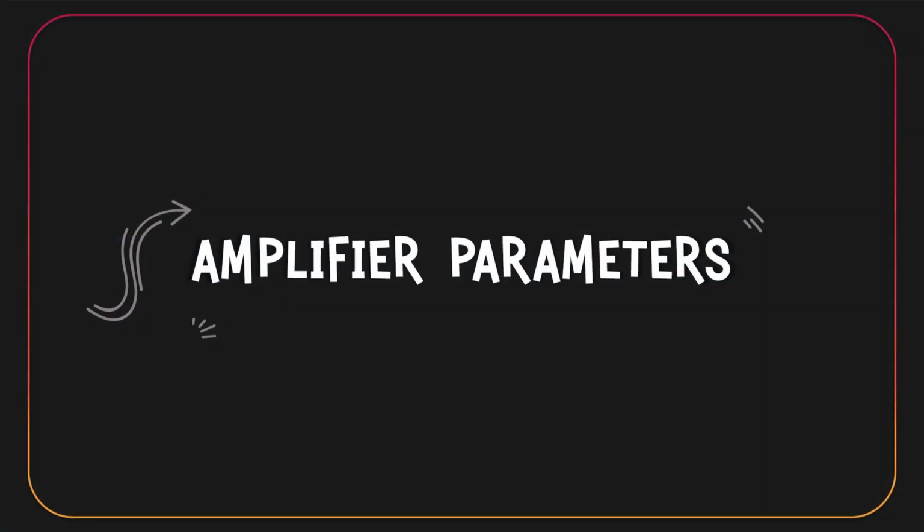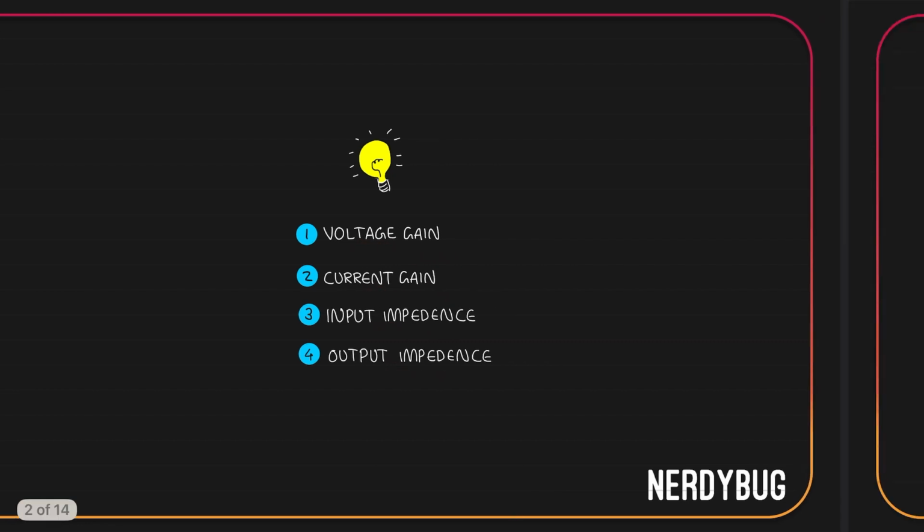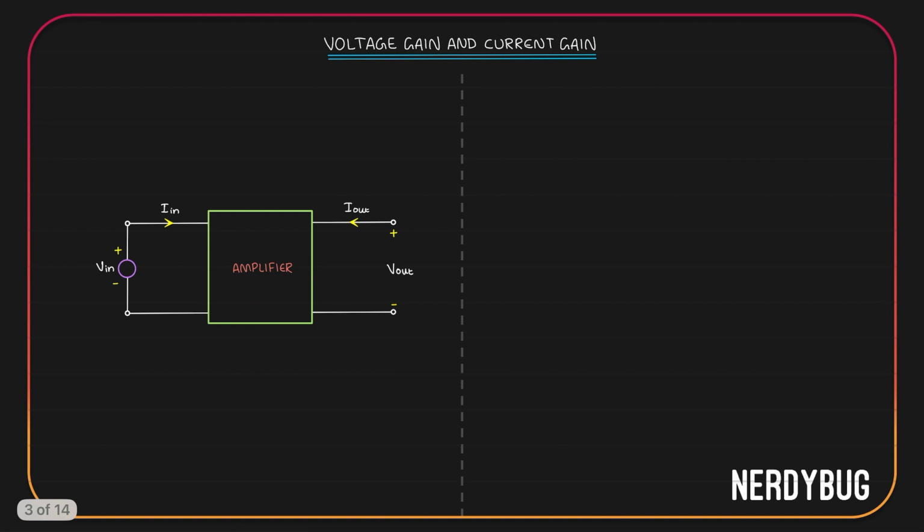Hey fellow nerds, today we are going to discuss some key parameters of BJT amplifiers. We will be covering voltage gain, current gain, input impedance and output impedance. Let us start with voltage and current gain.